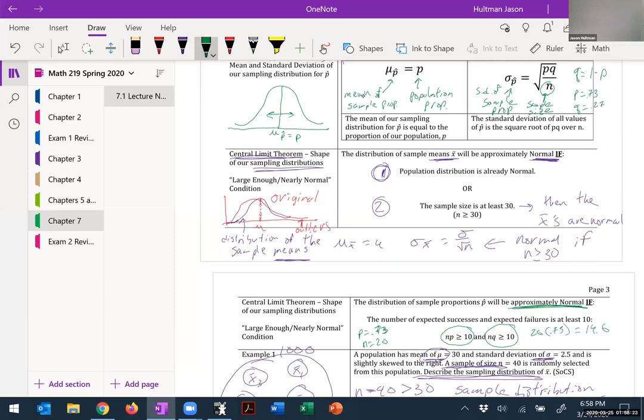So 20 times 0.73 is equal to 14.6. Is that greater than or equal to 10? Yes. What about the other one? That's a 20, by the way. 20 times 0.27, which is 5.4.